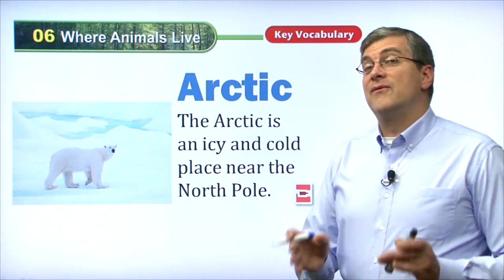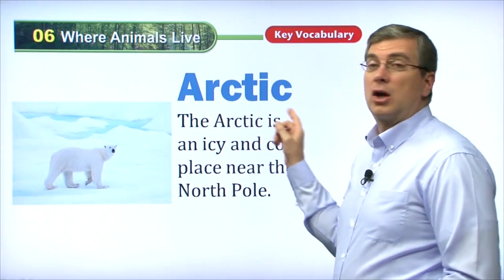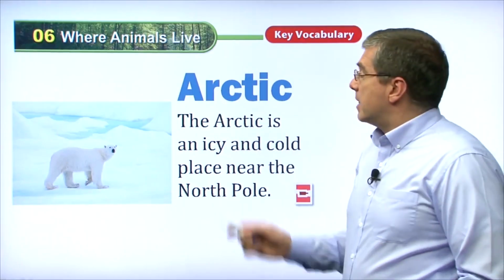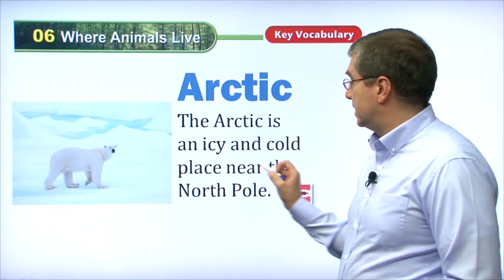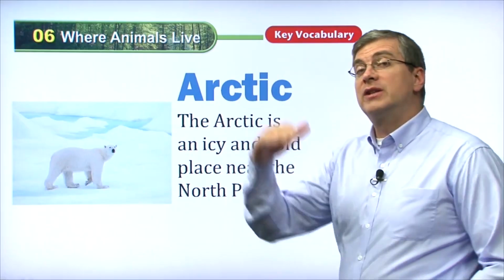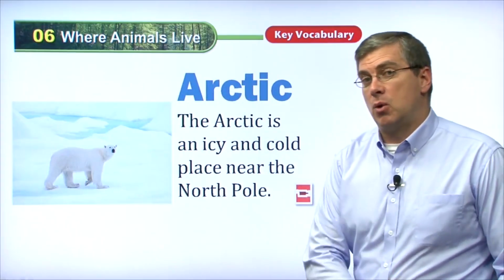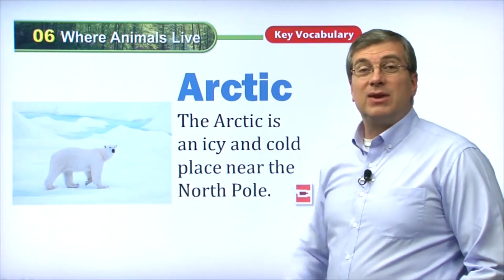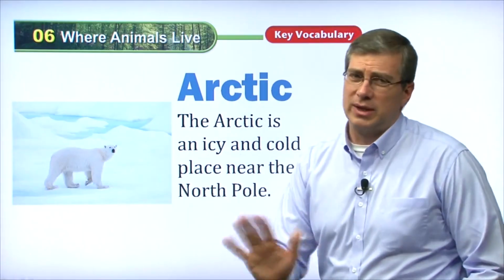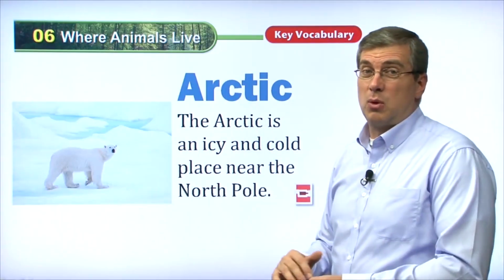Okay, we also have a very special type of habitat, and that is called the Arctic. The Arctic is an icy and cold place near the North Pole. The Arctic is in the North Pole. Antarctic is the South Pole. But we are talking about the Arctic here. Polar bears live in the North Pole. Polar bears don't live near the South Pole.